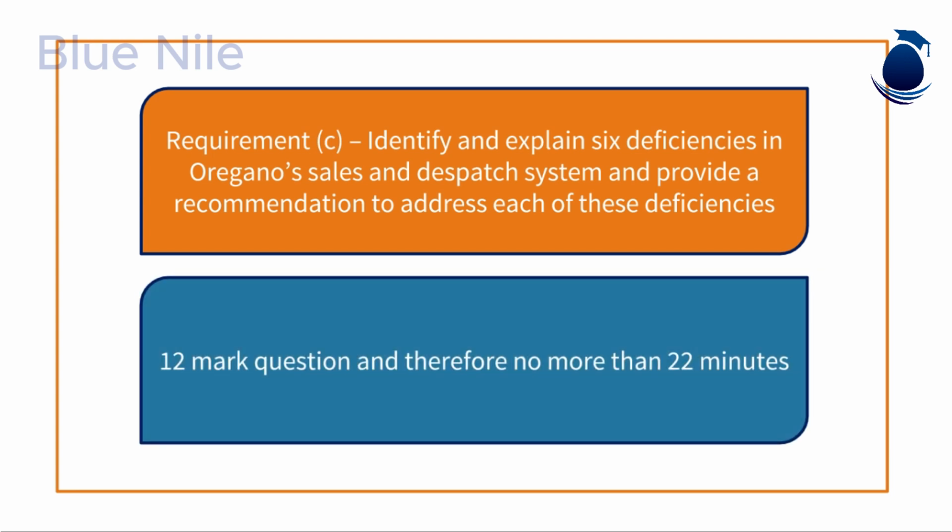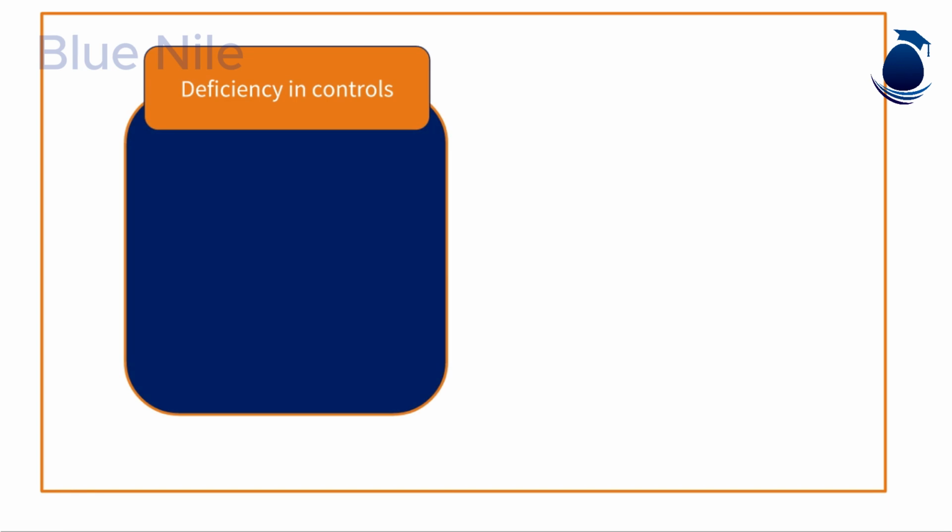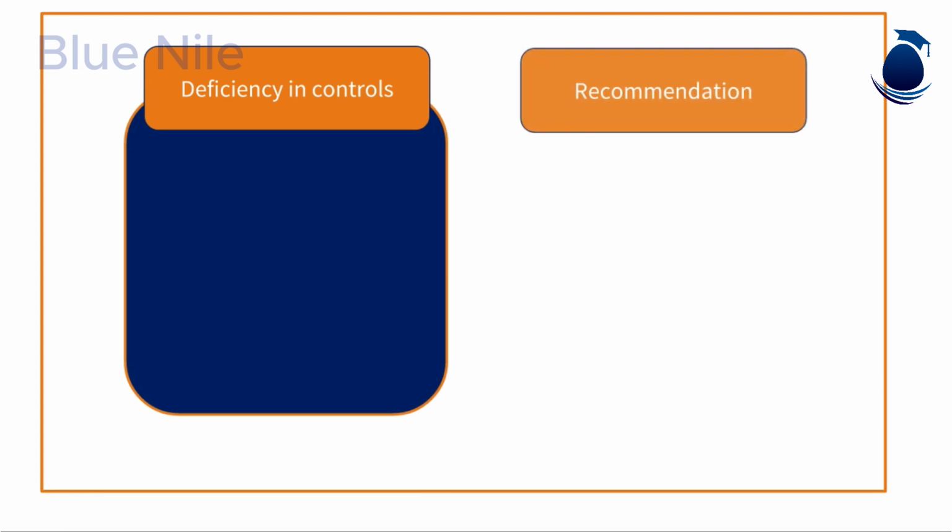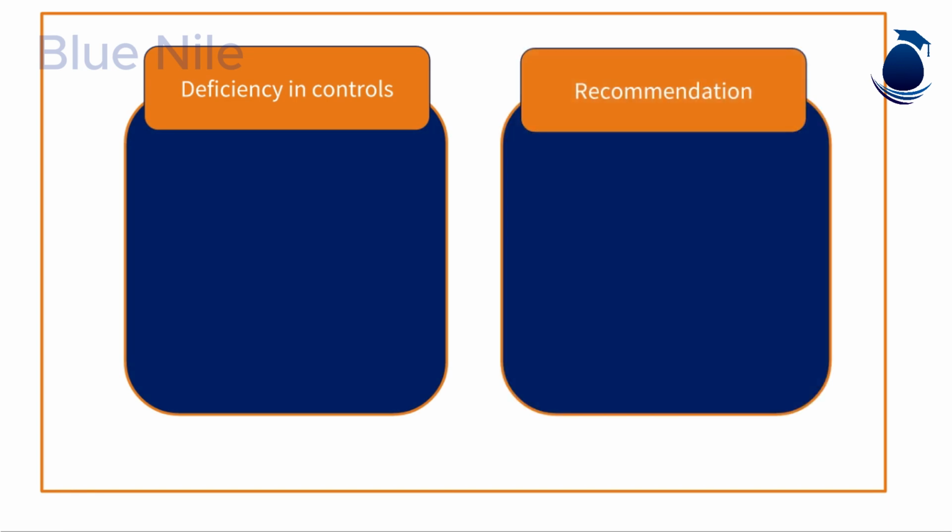This is a 12-mark question, and therefore no more than 22 minutes should be spent on this. We can see this requirement is asking for 2 things: the deficiency in controls mentioned in the scenario, and the recommendation to improve the control.